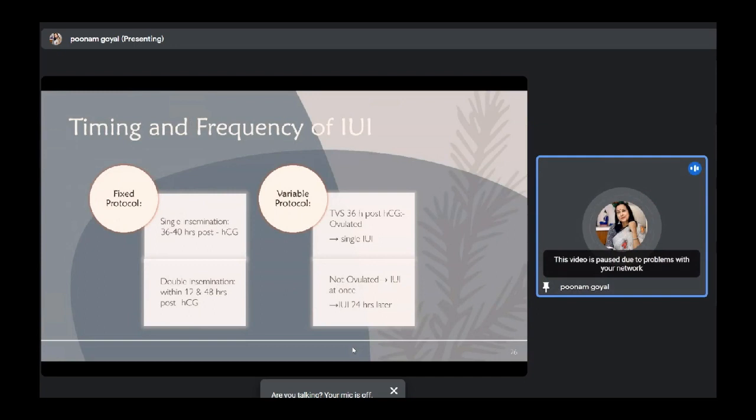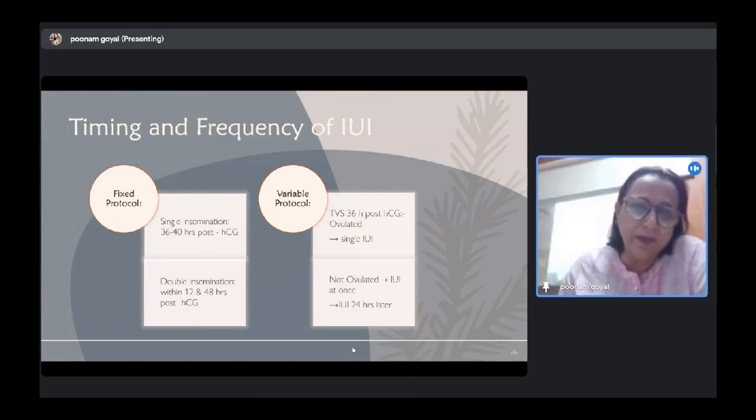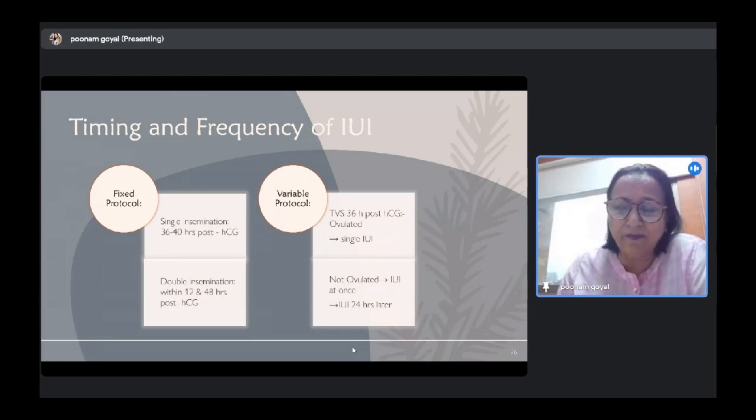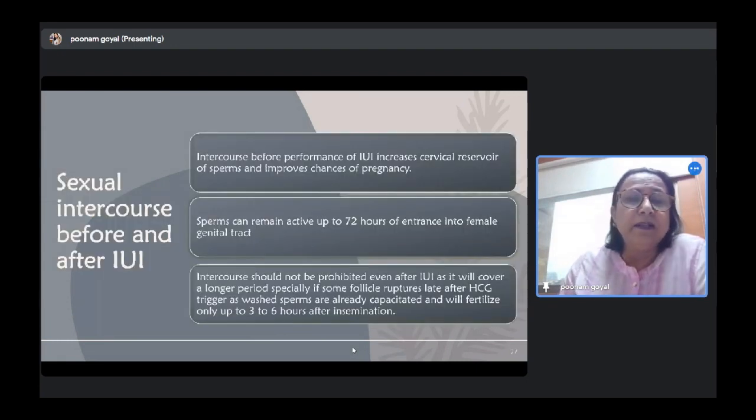So there are some fixed protocols, there are some variable protocols. The single insemination after 36 to 40 hours post HCG injection, and those people who are doing double insemination, they are doing it within 12 hours and then after 48 hours post injection. Then there are people who first do TVS and see that the ovulation has happened, and then after ovulation they will do the sexual intercourse before and after IUI.